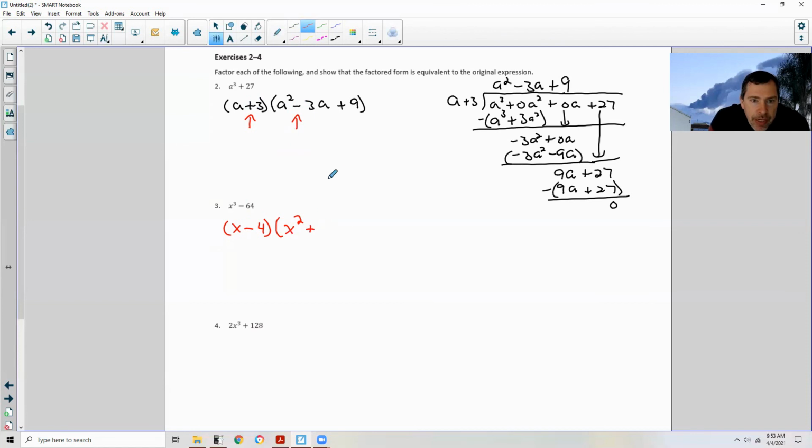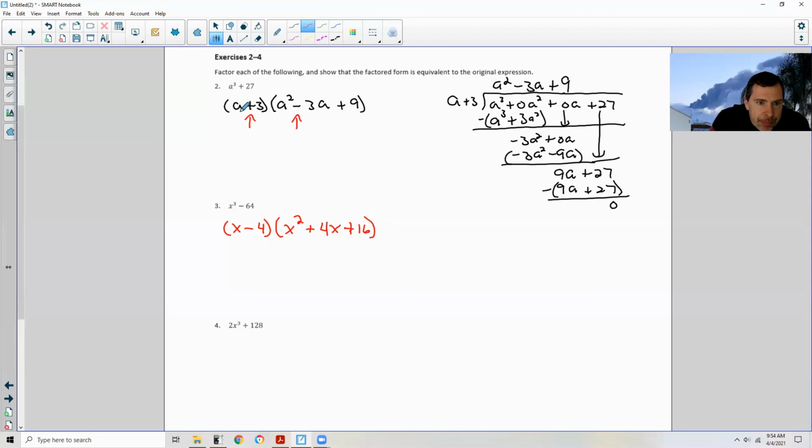And then I'm going to get the value that is here, which is 4. It matches this, and it's going to be x. And then it's going to be plus 16, which is this squared. So I get x squared plus 4x plus 16 times x minus 4. Okay, so just be careful with that.